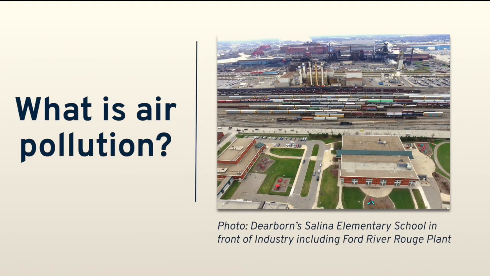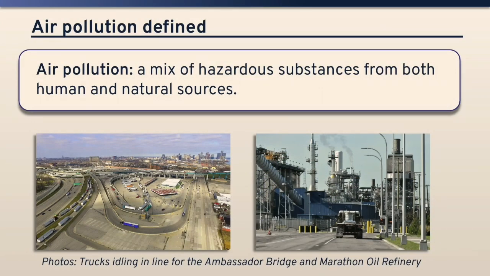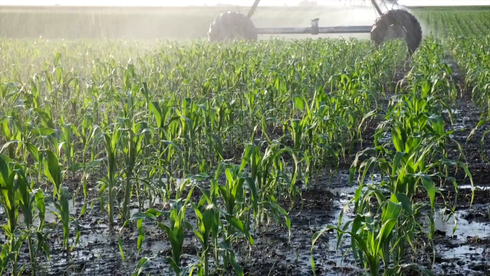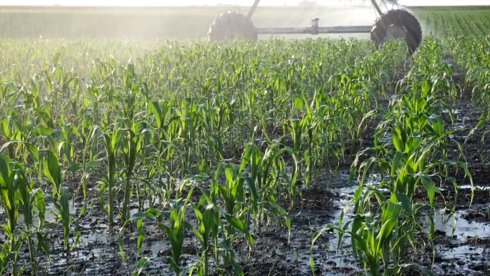To understand why and what we monitor, let's start with air pollution as a whole. So what exactly is air pollution, or how do we define it? Air pollution can be defined as a mix of hazardous substances from both human and natural sources. Scientists have been studying air pollution for a long time and have built up a large body of evidence that air pollution is linked to many health outcomes, including cancer, asthma, dementia, cardiovascular or heart disease, and poor birth outcomes. Air pollution also causes environmental damage through acid rain, thinning of the ozone layer, damage to crops and vegetation, and is an important contributor to climate change.